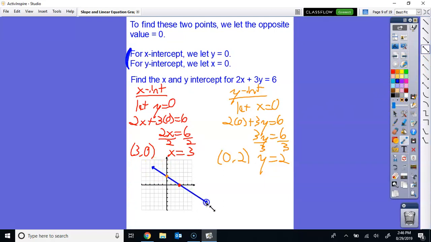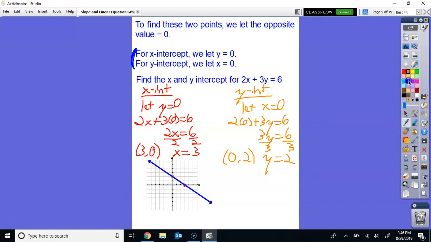So we graph this line across here, and now what we have is a huge set of points. Every single point on this line, you've got a point here, you've got a point here. Every single point on this line is a solution to this equation. That's the reason that we graph.